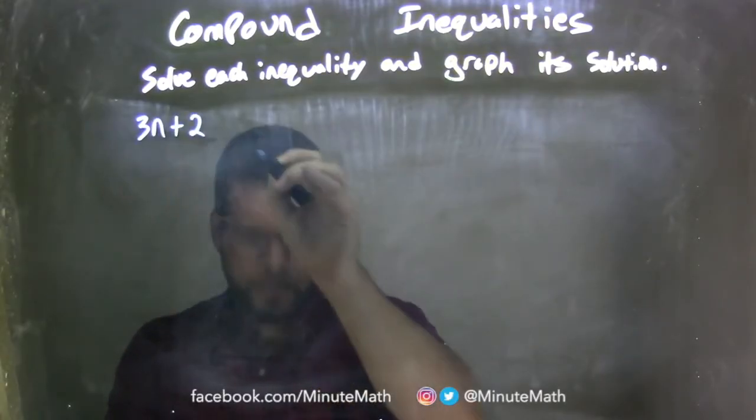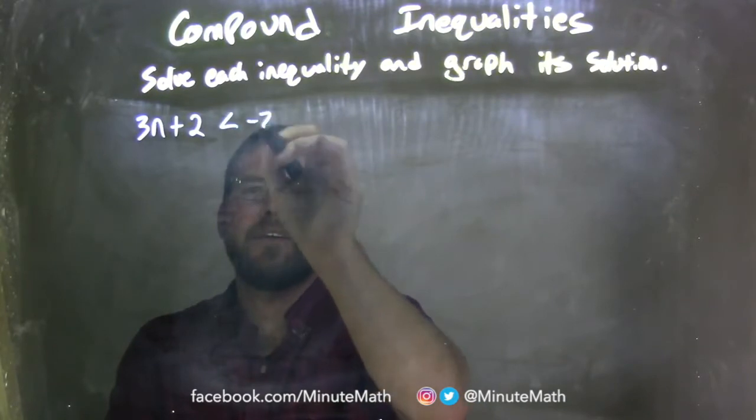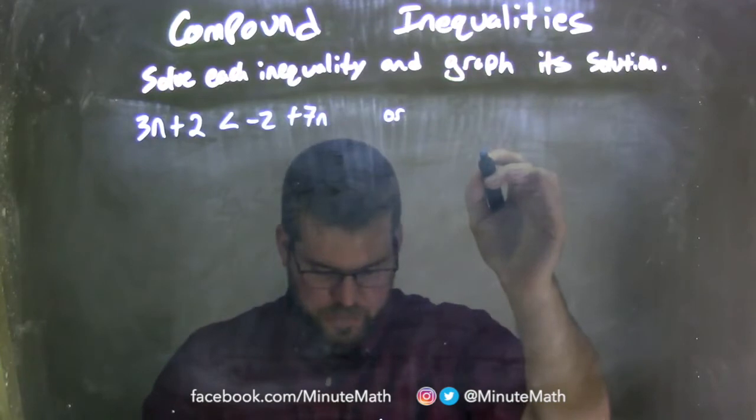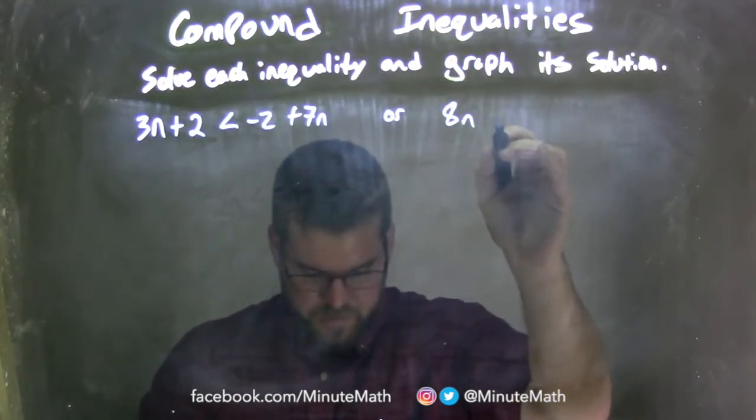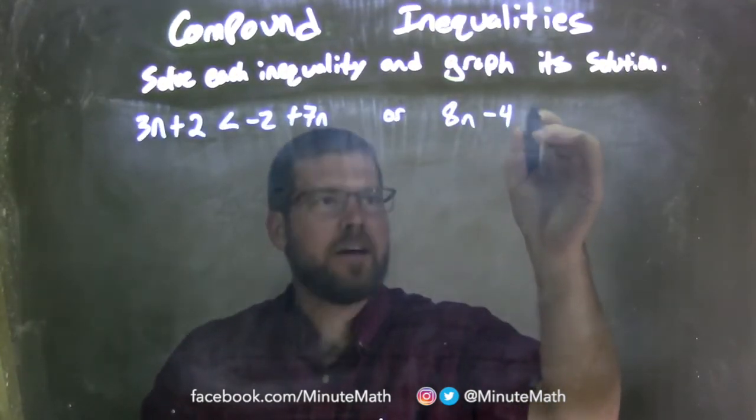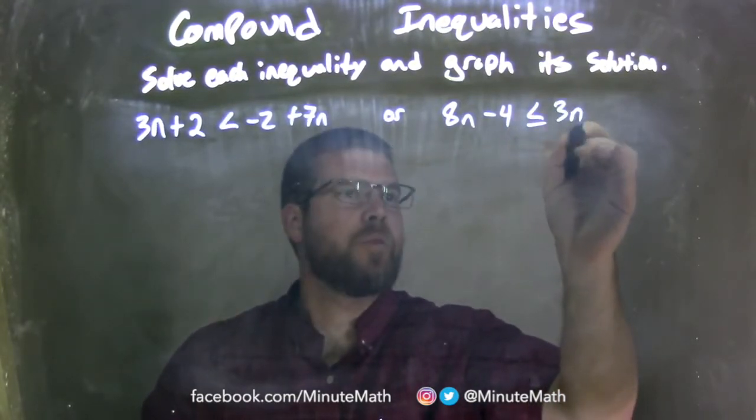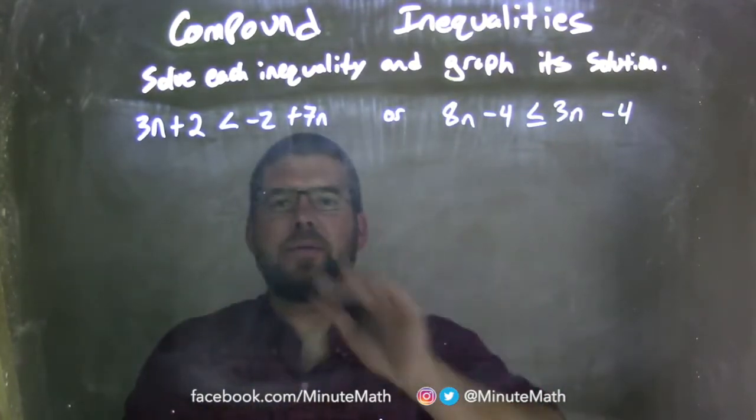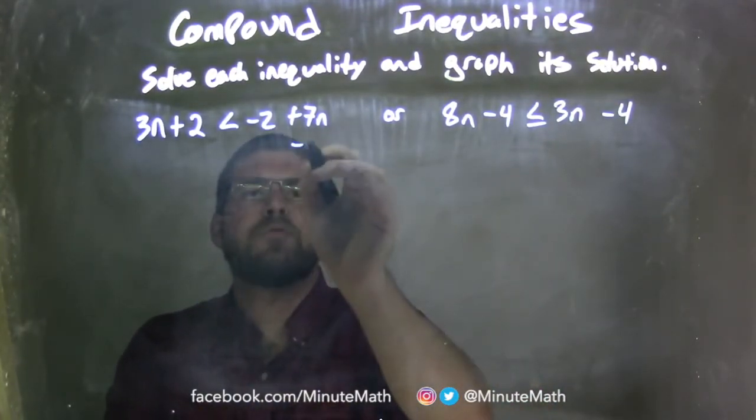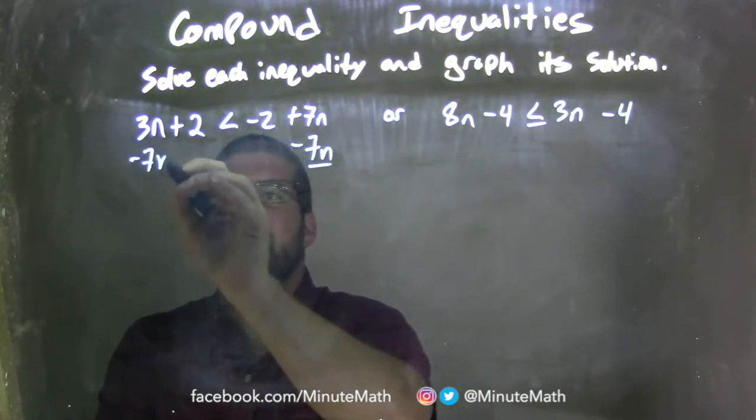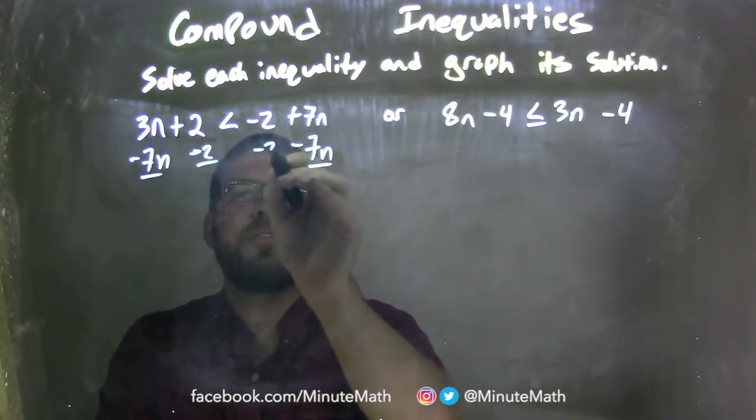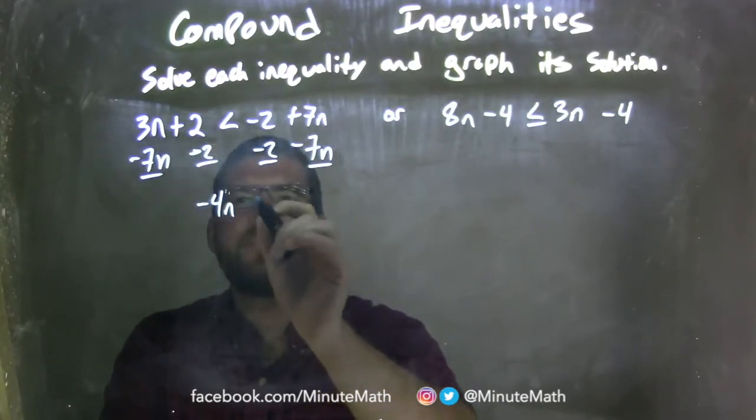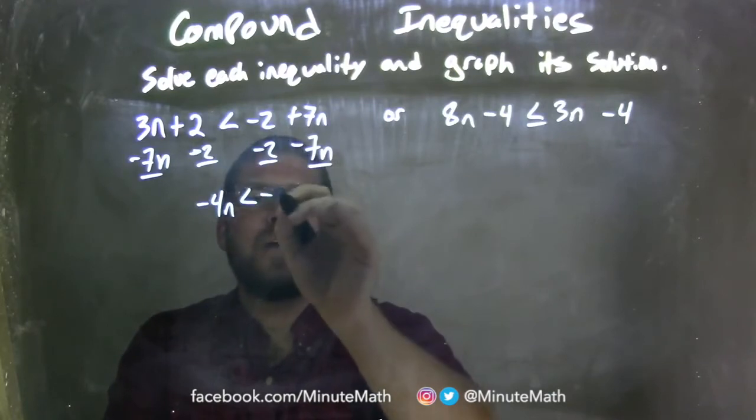3n plus 2 is less than negative 2 plus 7n, or 8n minus 4 is less than or equal to 3n minus 4. Okay? Well, my first step here, I'm going to solve both individually. So I'm going to subtract a 7n to both sides here, and I'm going to subtract a 2 to both sides. So we're going to put n to the left, numbers to the right. 3n minus 7n is negative 4n, is less than negative 2 minus 2 is negative 4.